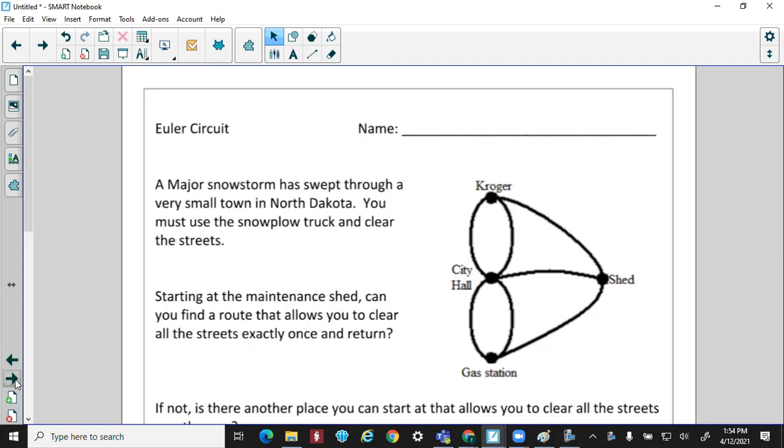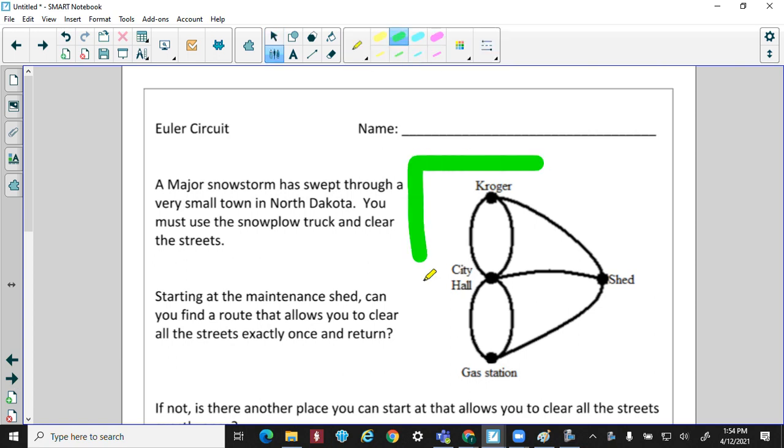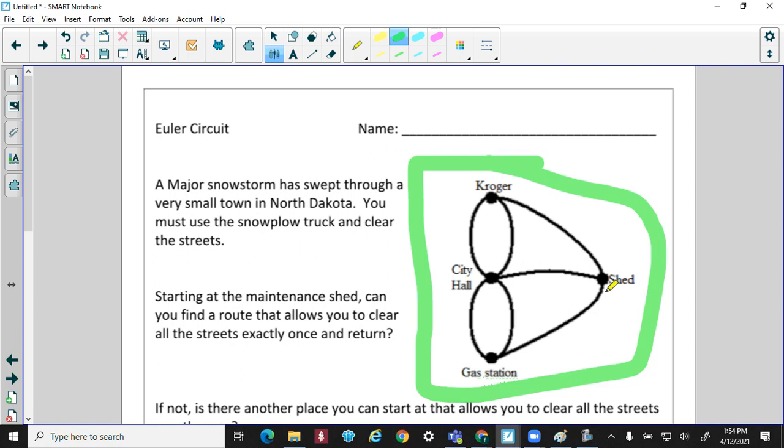So in this example here, we have a small town, and if you read the directions, it says a major snowstorm has swept through a very small town in North Dakota. You must use the snowplow truck and clear the streets. So it tells us that, okay, here's our little town. So we have all these little roads going everywhere. So that's just making sure we can read the graph correctly.